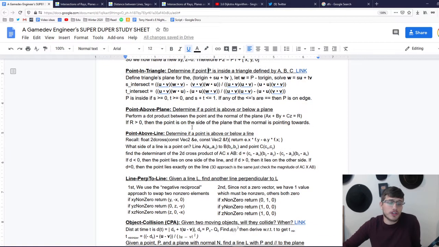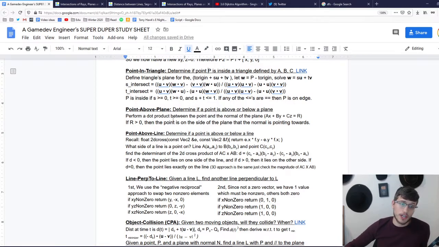Okay, so the next question, this one is very common, so I will explain it. They're going to say, hey, is a point above or below a plane? And the idea of if it's above or below, that kind of doesn't make a lot of sense. But you could say, okay, given 2 points, are they on the same side of a plane or not? This is the same question, basically.